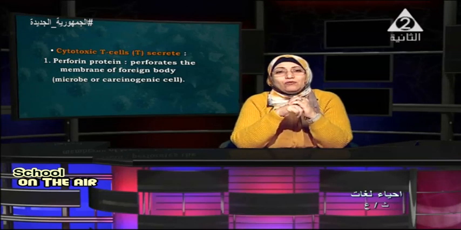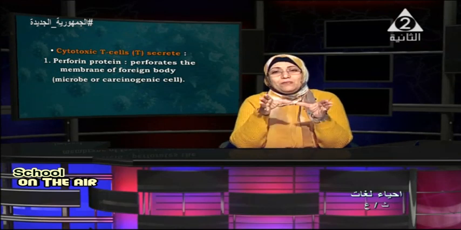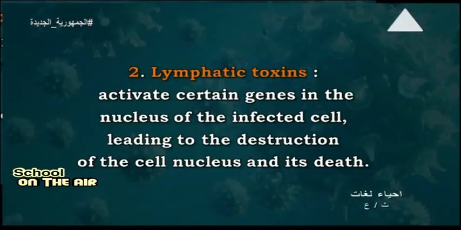The body secretes this cytotoxin in large amounts to kill the cancer cells. These cells are large in size and large in number and lead to a tumor. Lymphotoxins activate certain genes in the nucleus of infected cells, leading to the destruction of the cell nucleus and its death.